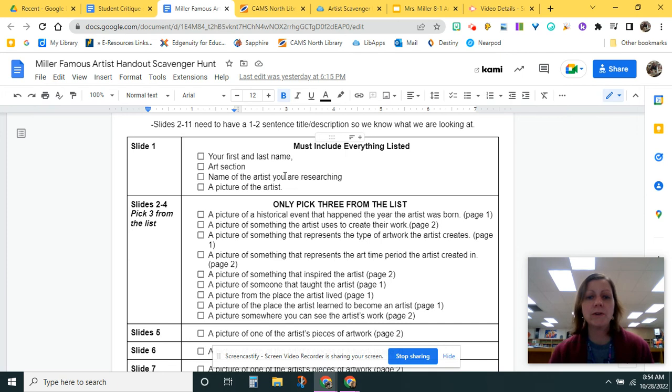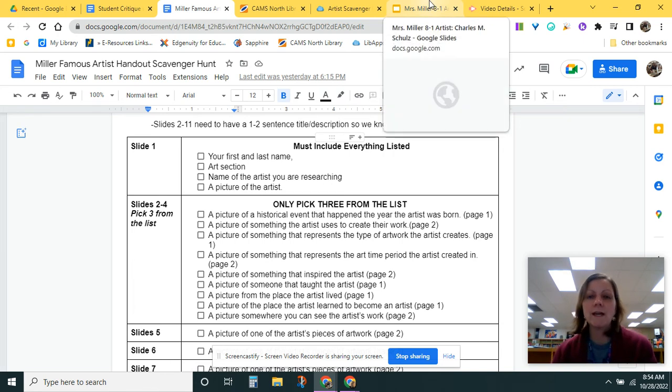A picture of something the artist uses to create their work, a picture of something that represents the type of artwork that the artist creates, a picture of something that represents the art time period the artist created in. Notice after each of these, I reference the page in your packet where you should be able to find the answer. A picture of something that inspired the artist, a picture of someone that taught the artist, a picture from the place the artist lived, a picture of the place the artist learned to become an artist, a picture of somewhere you can see the artist's work.